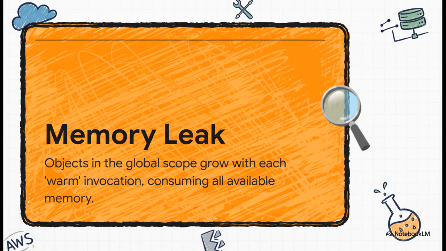Now for a real silent killer, the memory leak. In the serverless world, this is a tricky one. It happens when you declare something in the global scope, outside your main handler. Each time your function gets invoked while it's still warm, meaning the container is being reused, that object can grow and grow and grow, slowly suffocating your function by eating up all its memory.